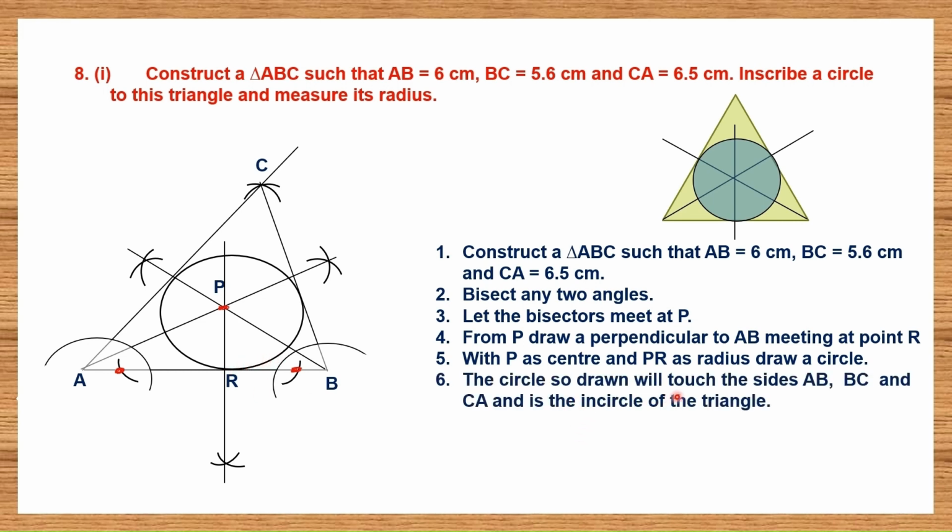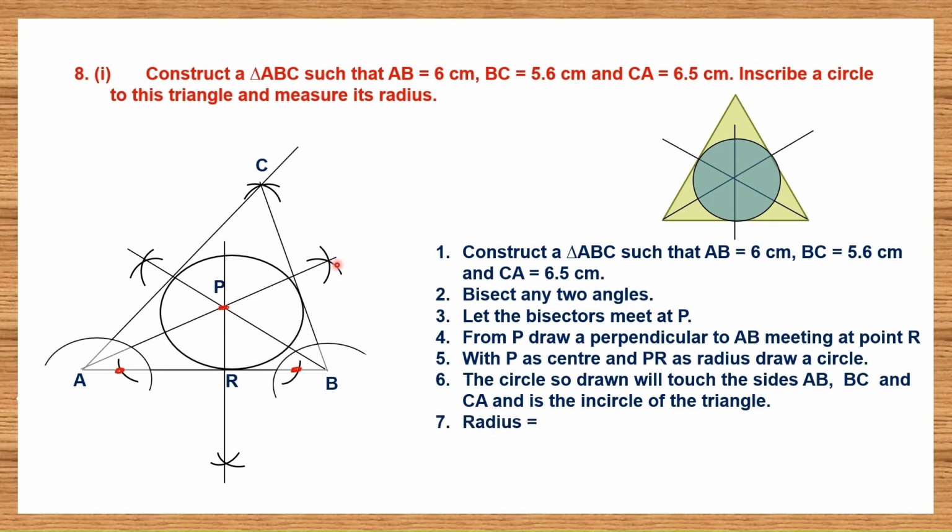So the circle so drawn will touch the sides AB, BC and CA. Can you see that this circle has touched the sides, not the vertices? Only the circumcircle will touch the vertices. The incircle will touch the sides. It has touched AB here, it has touched CB here and it has touched AC at this point. So this circle has touched all three sides and this is the incircle of the triangle.